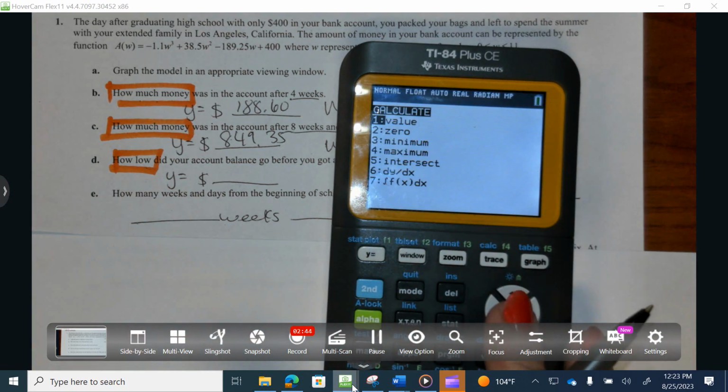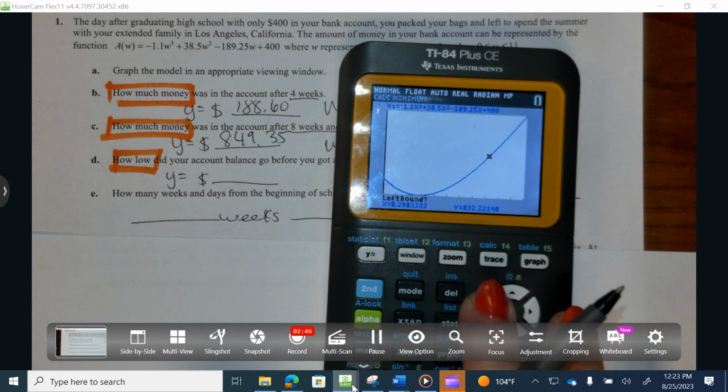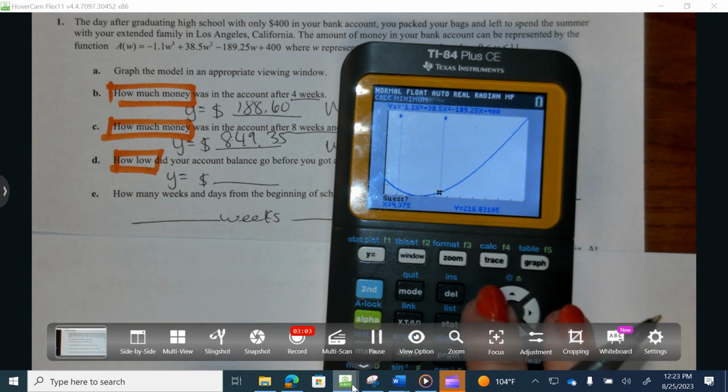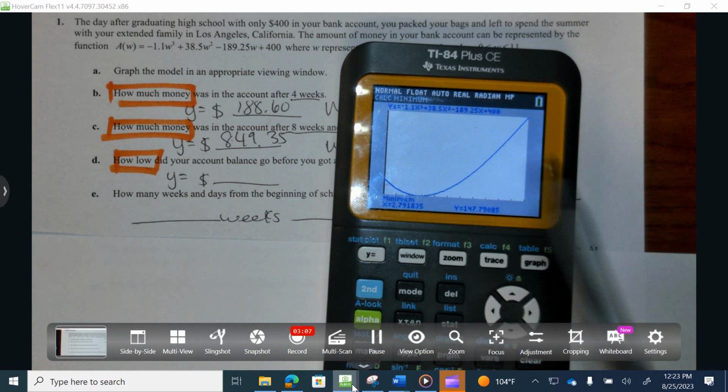Again, it's a question of money. So I'm going to find that minimum. I'll go all the way back down to the lowest point, and then follow the commands that say go to the left, go to the right, and guess. So here we are. Go to the left somewhere and press enter. Going back. Okay, go to the right somewhere, press enter, and then come back down to the lowest point. So what is the minimum?